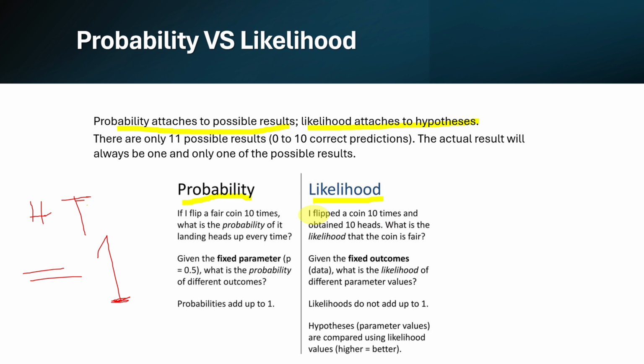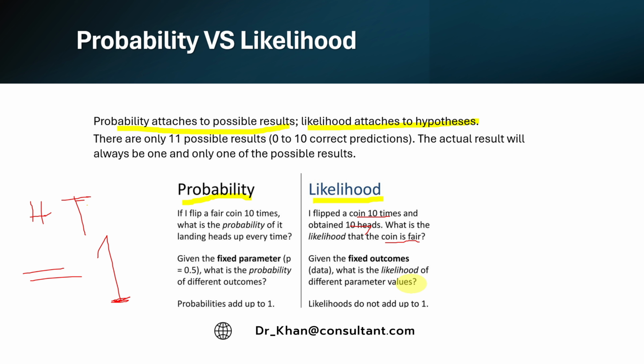Now, what is likelihood? I flipped a coin 10 times and obtained 10 heads. Now, see the difference? In the first case, we were talking about the results. Now we are talking about the hypothesis. What is the likelihood that the coin is fair? So this is the hypothesis, basically. Given the fixed outcome data, so what's your data? That you have flipped it 10 times and you got 10 heads. That's your data. What is the likelihood of different parameter values? Likelihoods do not add up to 1.